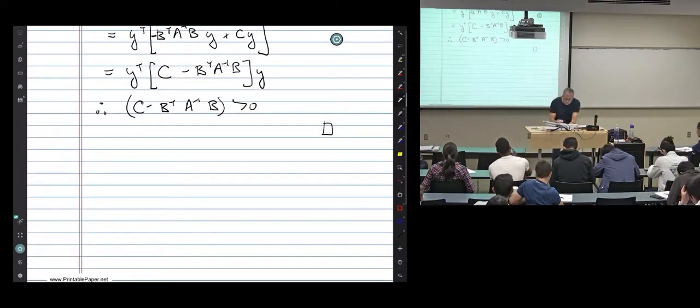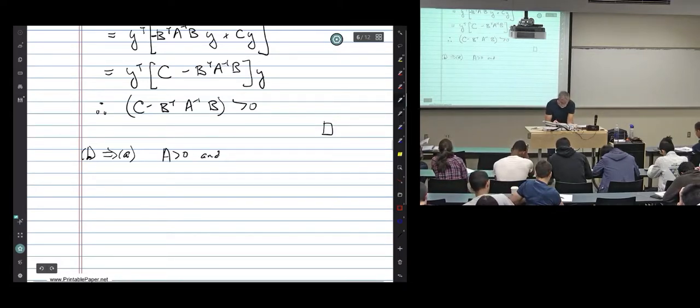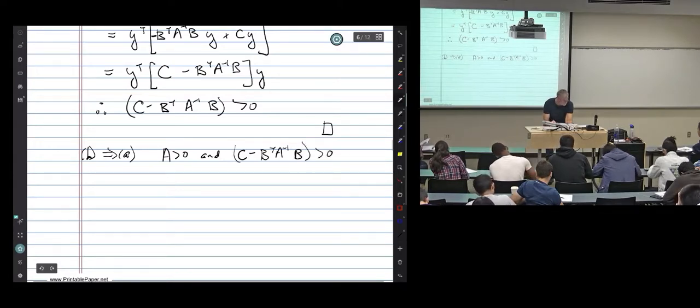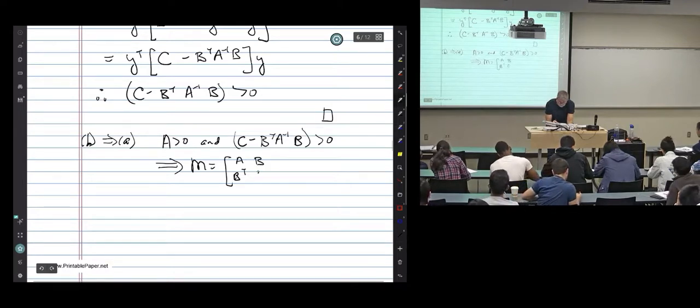Okay, so let's go the other direction, B implies A. So we have A positive definite and C minus B transpose A inverse times B, that whole quantity positive definite, implies M equals A, B, B transpose, C is positive definite.